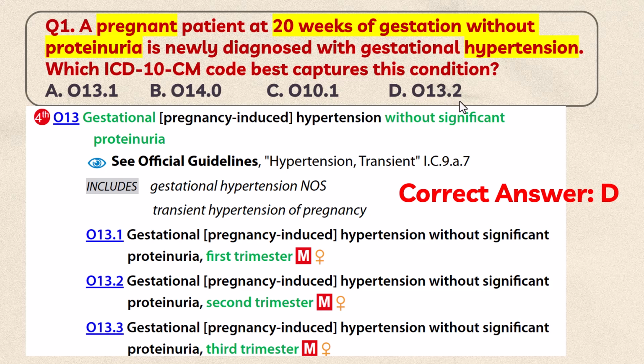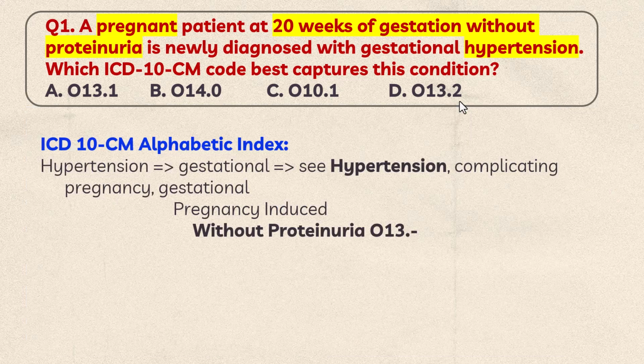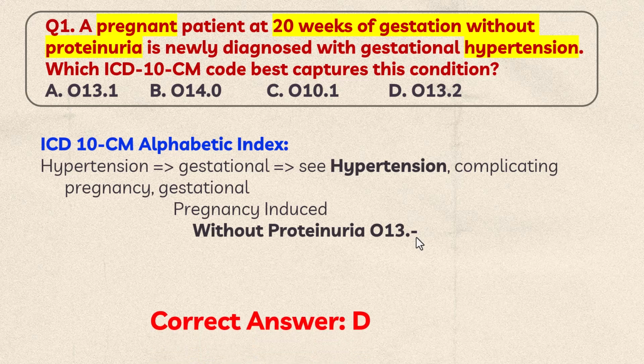If you are using the ICD-10-CM alphabetic index to find the answer, you have to go to hypertension, gestational. It will lead you to hypertension complicating pregnancy. There you go to pregnancy-induced hypertension without proteinuria. It will lead you to the O13 code series. Again, you have to go back to the tabular list and confirm the answer. Once you confirm, the correct answer will be answer D.